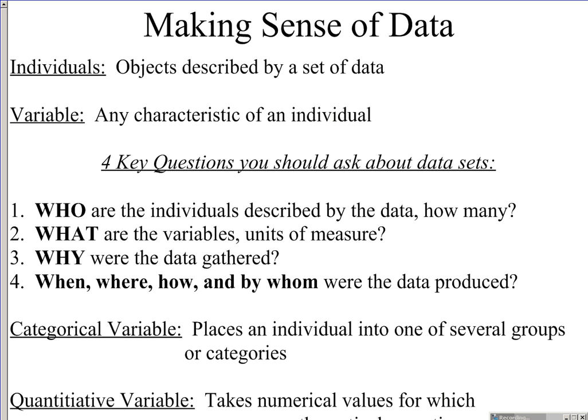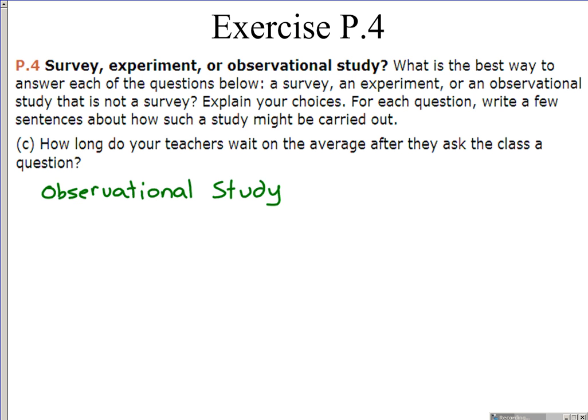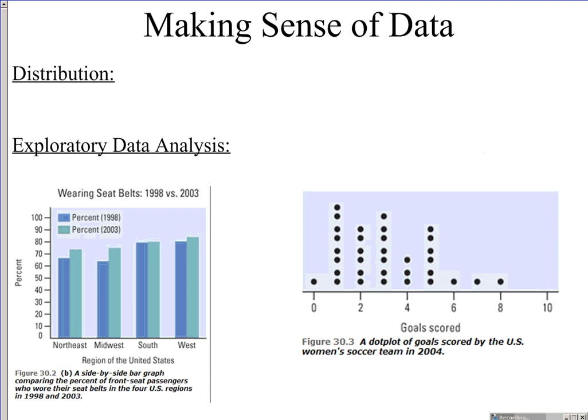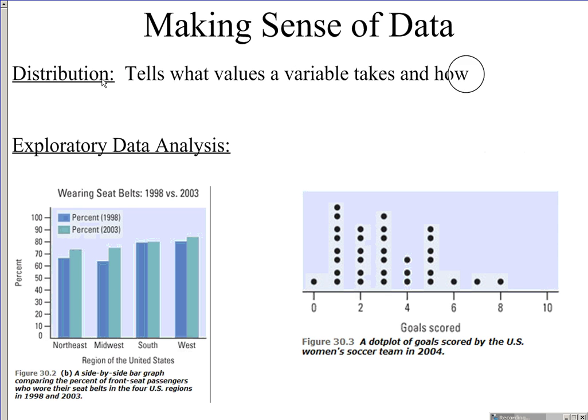So looking at some different types of graphs. A distribution tells what values a variable takes and how often it takes these values.